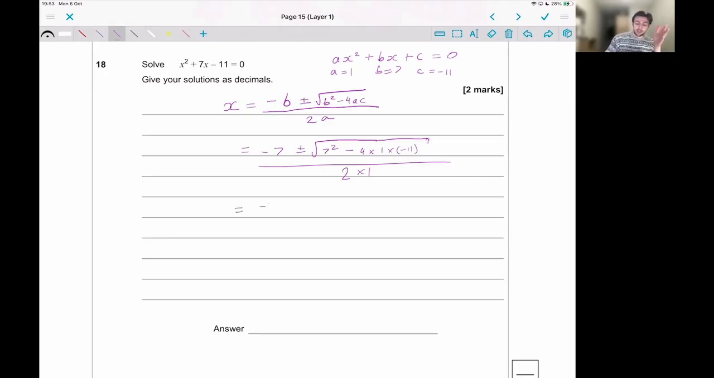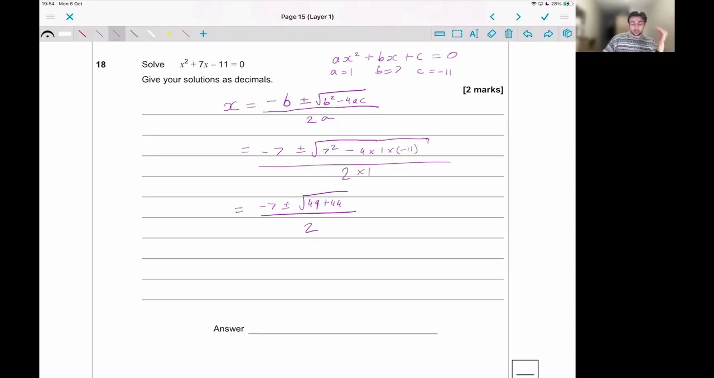Alternatively, you can go, okay, well, it's minus 7 plus or minus 49. And then the minus 4 times minus 11 becomes plus 44. So it's 49 plus 44, all over 2. And then you could put that into your calculator. Again, my 9 looks not like a 9. Or you could do the 49 plus 44 and then put it in your calculator. It doesn't really matter. But the point being, be accurate.